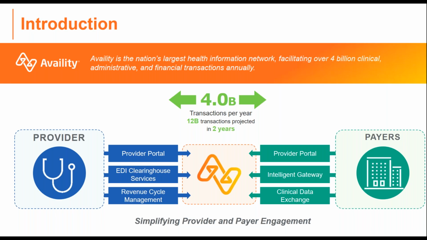Just before we kick off, I wanted to take a few minutes and give you a very brief overview of Avality. For those of you who may not know us, Avality is the nation's largest health information network. We facilitate over 4 billion clinical, administrative, and financial transactions each year. And we have a portfolio of products that leverage this network to improve the way payers and providers share information. Our solutions for providers include a multi-payer provider portal, an EDI clearinghouse solution, and our revenue cycle management tool. Our health plan portfolio also includes the portal, as well as our intelligent gateway offering and our clinical data exchange solutions. So because Avality sits at the intersection of payer and provider connectivity, we have a unique insight into how each side views the challenges of information sharing.